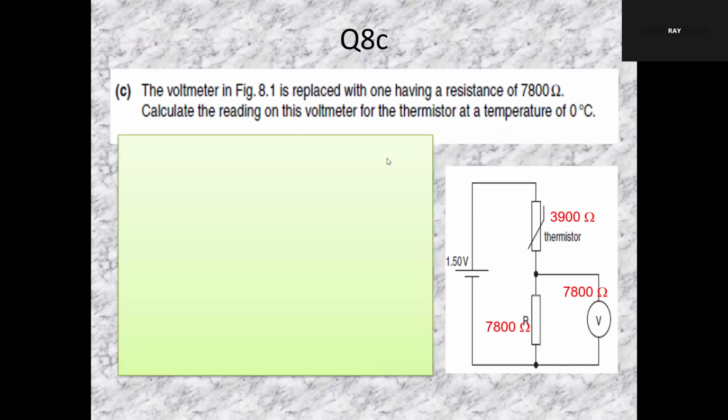The voltmeter is replaced with one having a resistance. Calculate the reading on this voltmeter for the thermistor at 0 degrees Celsius. Okay, how to do that now?